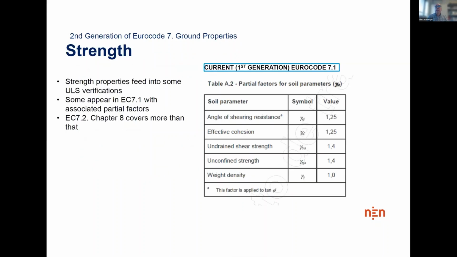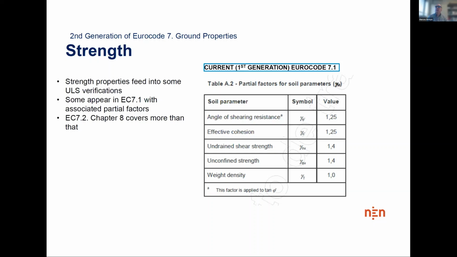You might wonder why Professor Foti was charged with 4 chapters and I'm just left to discuss a single one. I think probably the reason is that strength properties, it's not that they are more important, but they appear in part 1 because they feed into some ultimate limit state verifications, and they appear associated with partial factors. Of course, as you will see, chapter 8 in the second generation Eurocode 7 covers more than just those properties that are a factor in part 1. But I think it is interesting to start with this.